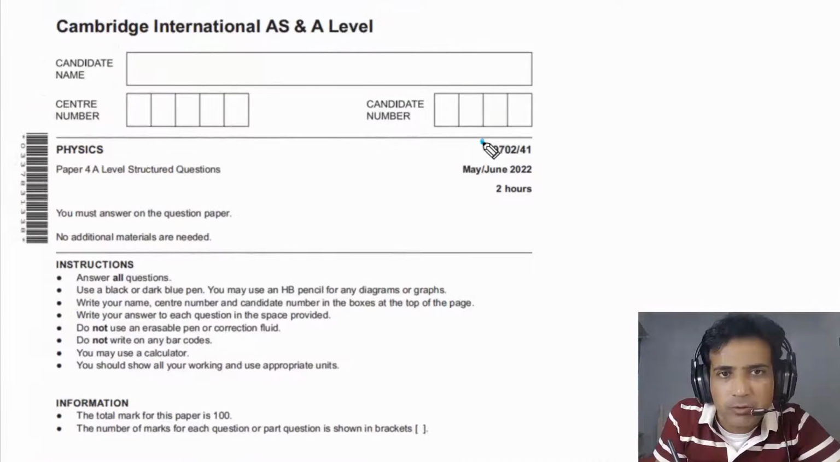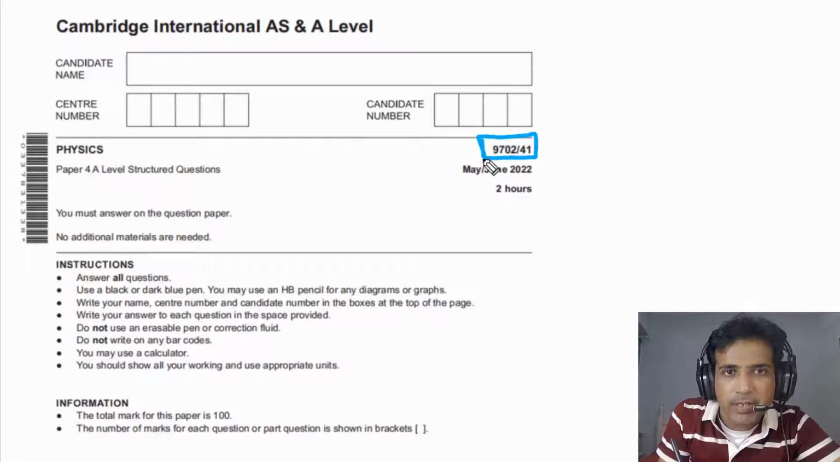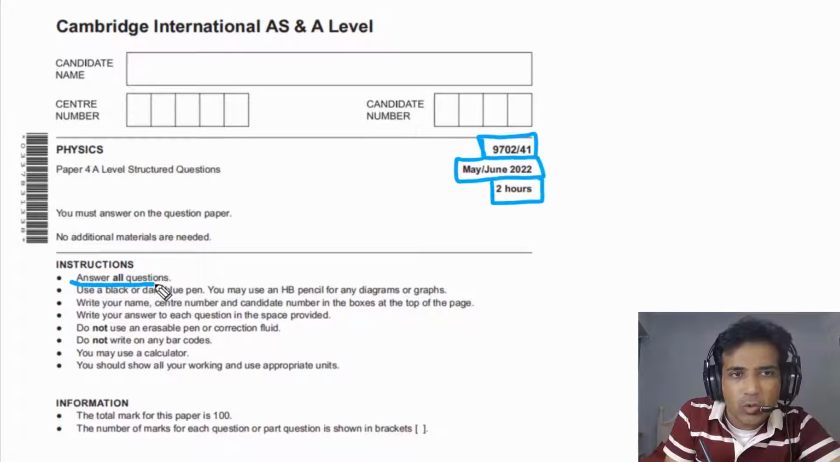In today's class, we are talking about paper 970241. This paper is from May June 2022 and the total time for this exam is 2 hours. We need to answer all questions on this paper and the total mark for this paper is 100.